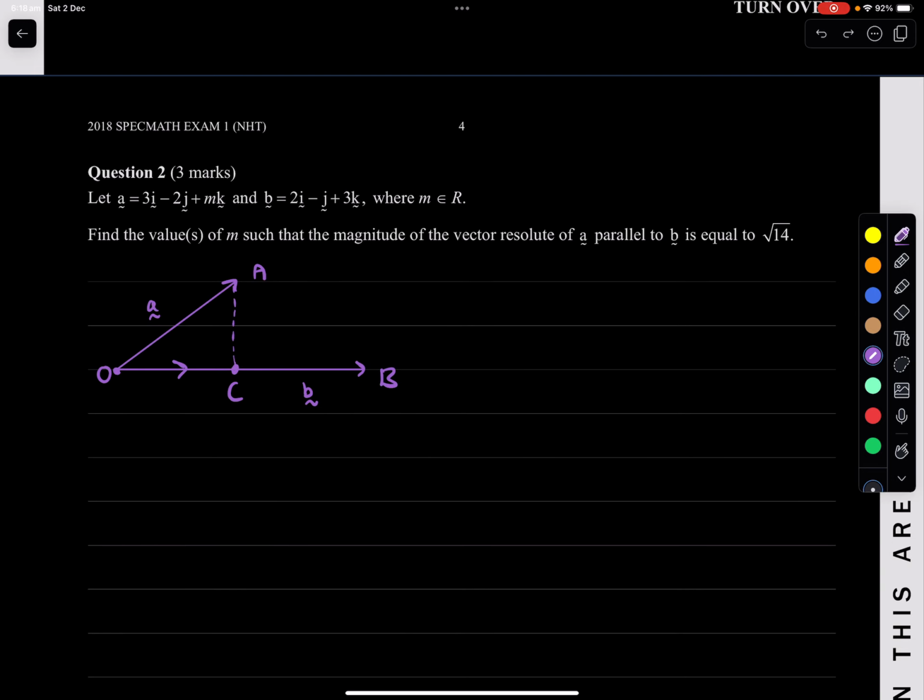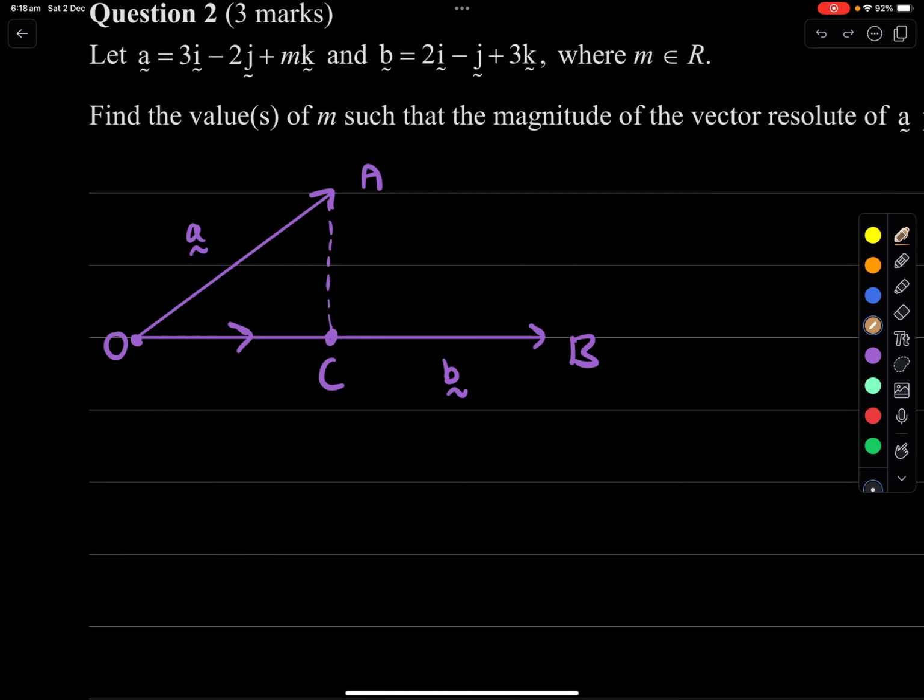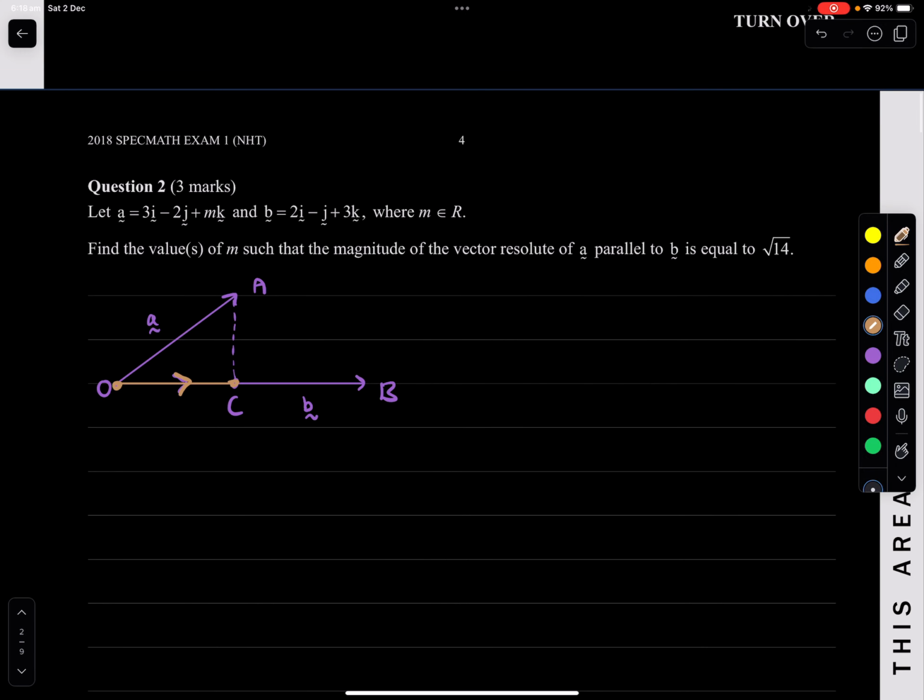This is the kind of diagram that's used in your textbook. So what we're saying is, find the value of m such that the magnitude of the vector resolute of A parallel to B is root 14. So your vector resolute is OC, with this direction. Now imagine we were trying to find the magnitude, so the length. Well, isn't the length of this the scalar resolute? So if they've taken the magnitude, it's just the scalar resolute.